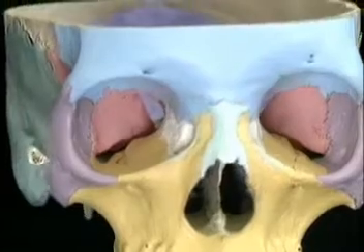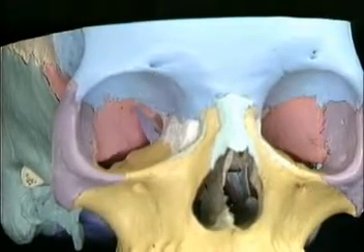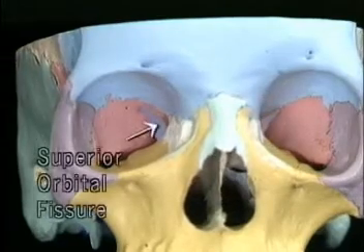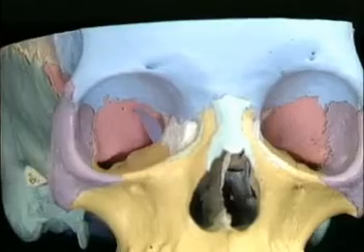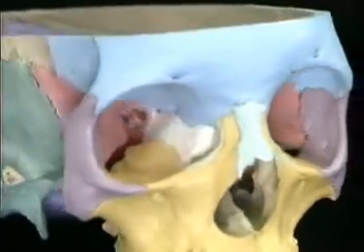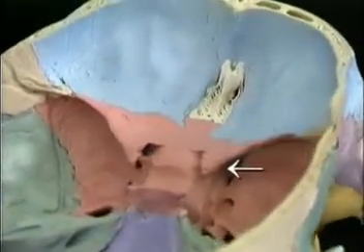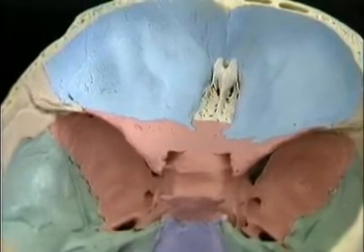The greater wing and the lesser wing are joined here but more medially they're separated by this triangular gap, the superior orbital fissure, which forms a large opening between the orbit and the inside of the cranium. Here's the superior orbital fissure from the inside. We'll get a better look at it in a minute.